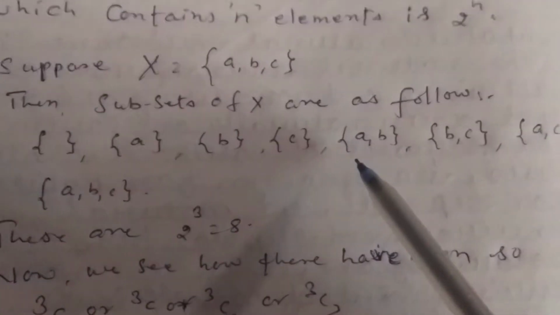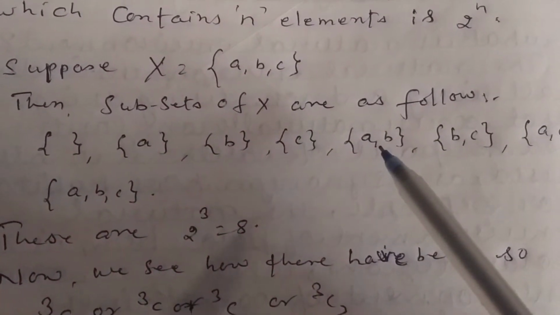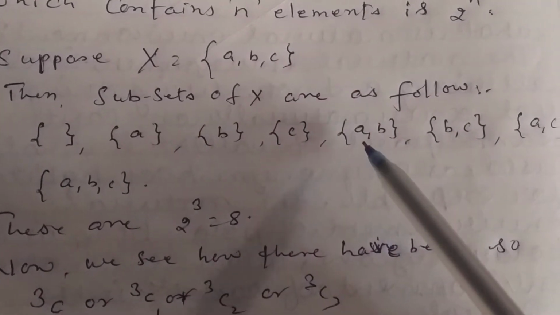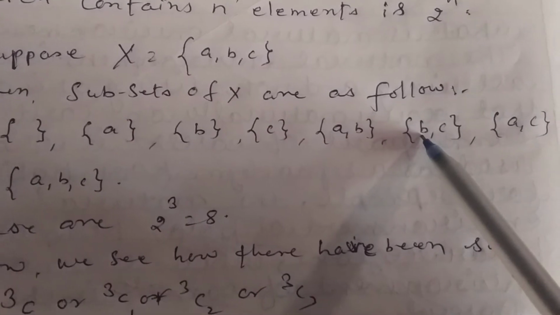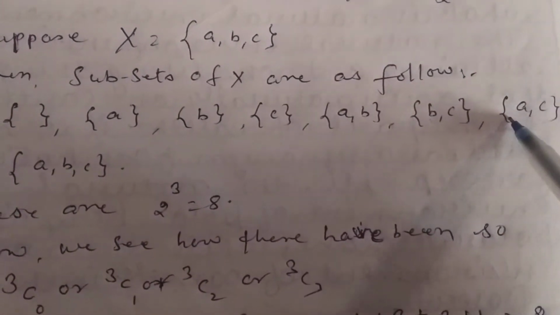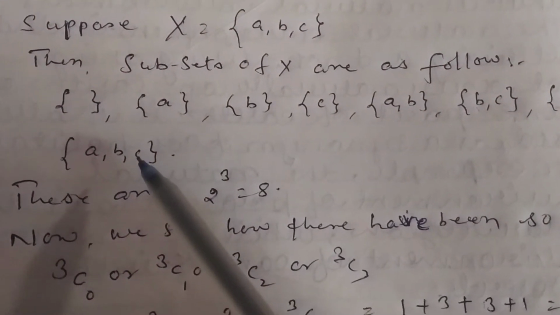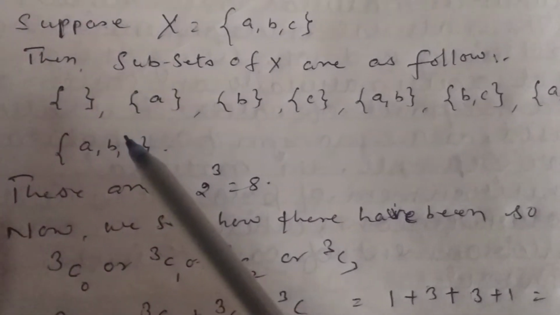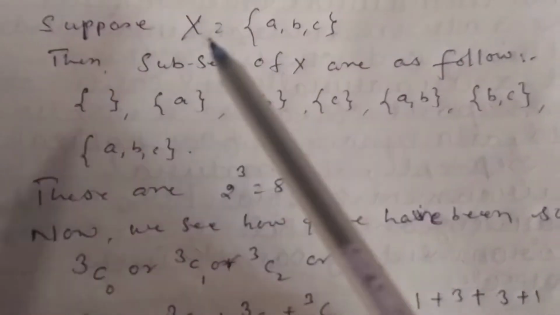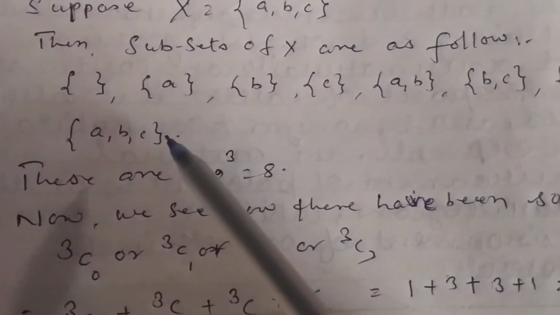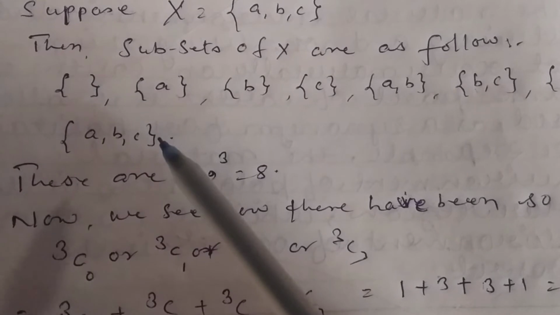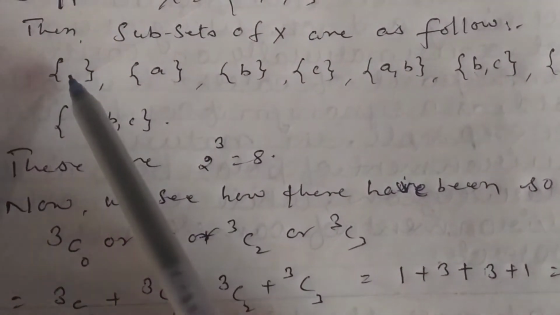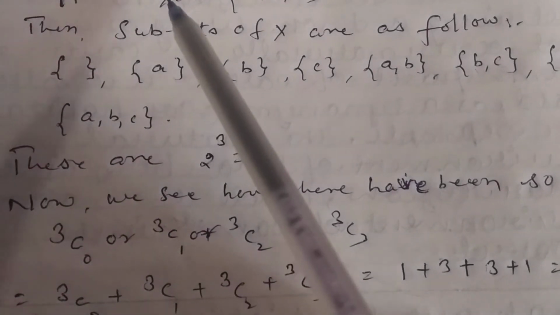In the same way, we will form some subsets which contain only two elements, just as this one is ab, this one is bc, this one is ac, and then we will form the subset which contains all three elements of this set. This type of subset we can make is only one in number. So now students, we will count these subsets made from the set X.